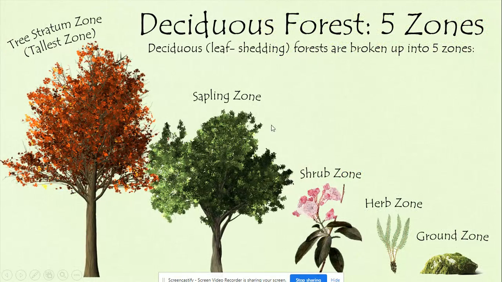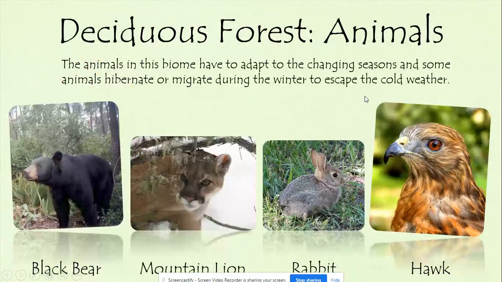Just want you to look at these 5 zones of the deciduous forest, or leaf-shedding forests. They're broken up into 5 zones. So the animals in the deciduous forest are black bear, mountain lion, rabbit, and hawk. And we also have more than that as well.